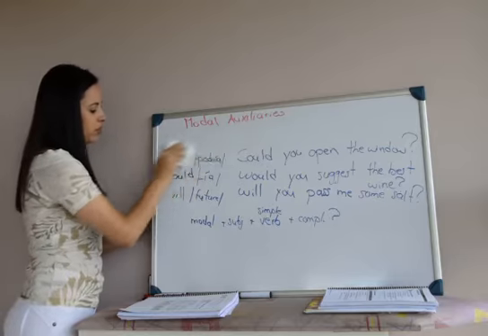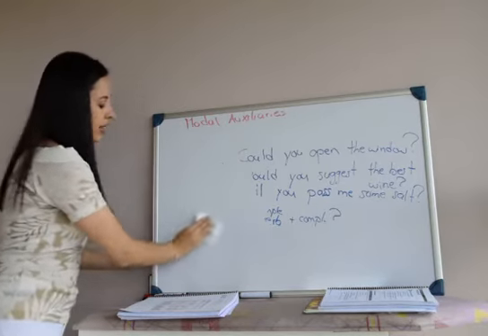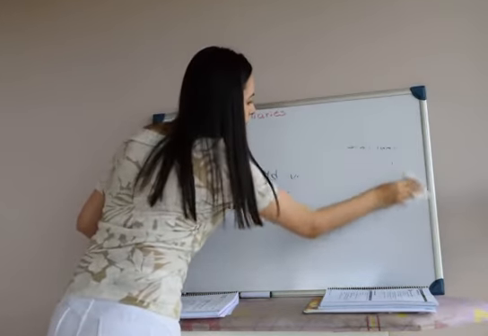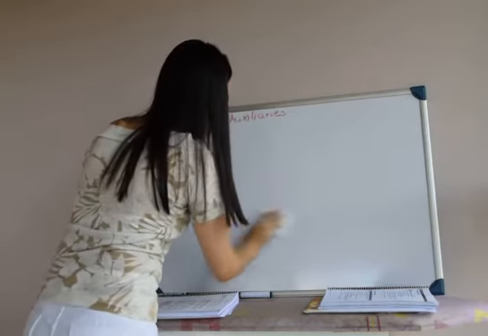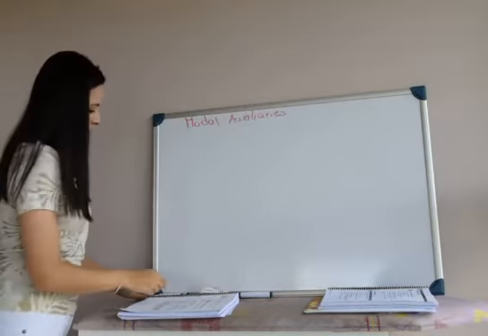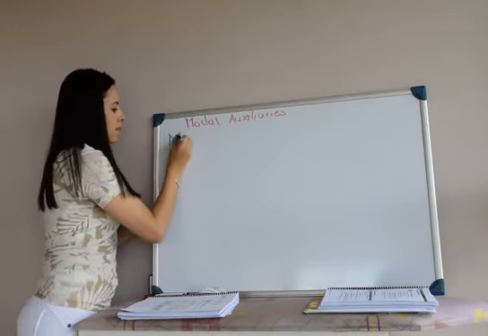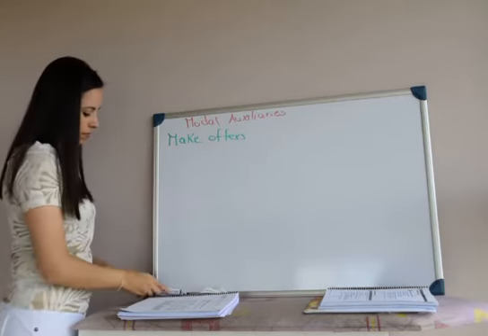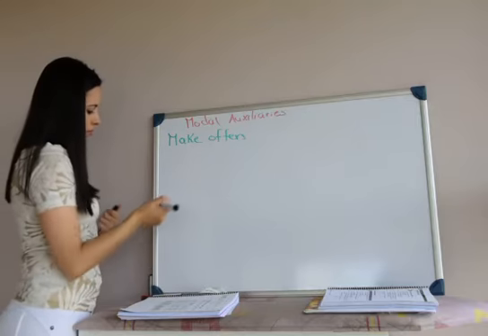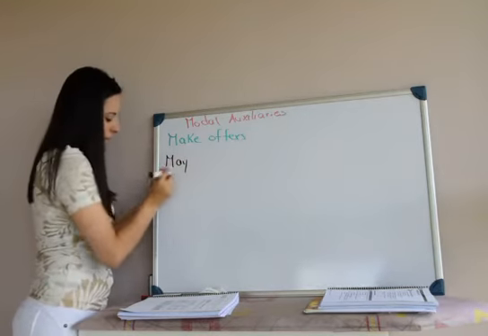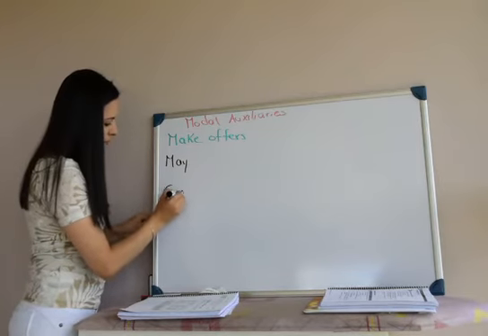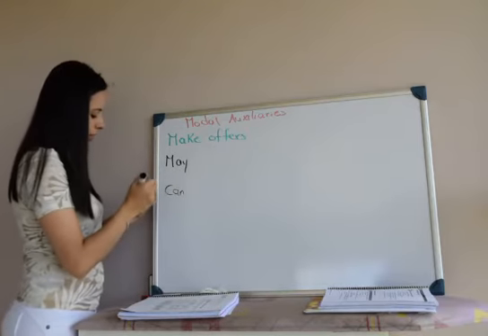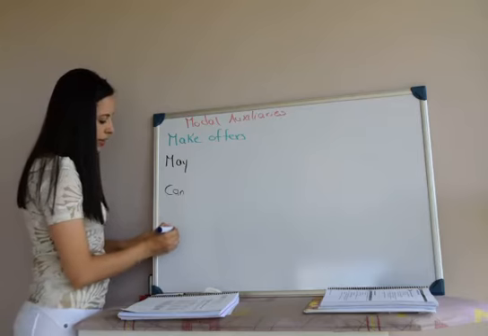Now, let me change the category. In this case, we're going to follow with modal auxiliaries to make offers. How to offer something to people or to someone else. So, modal auxiliaries to make offers. We have may, we have can, and let me see, we have only those two. Can. Again, the formula is the same.